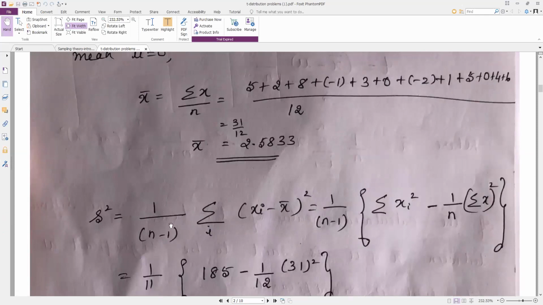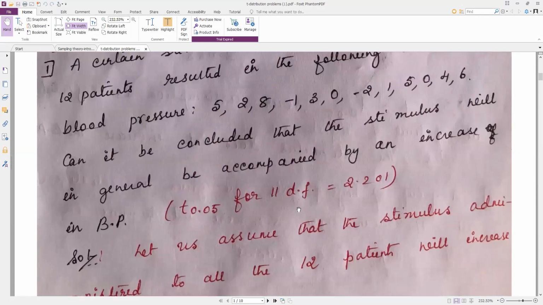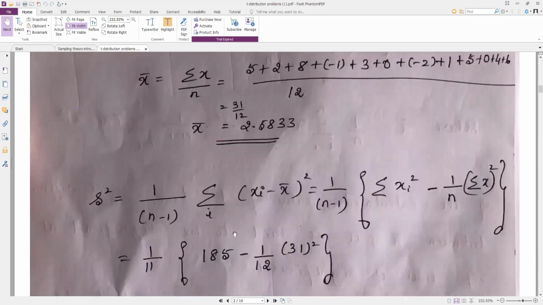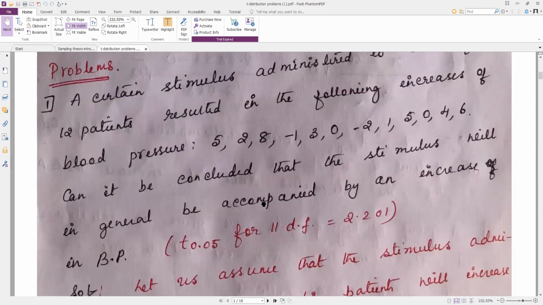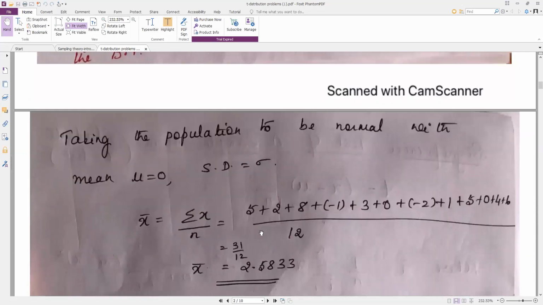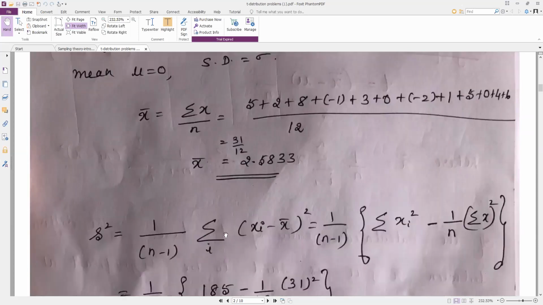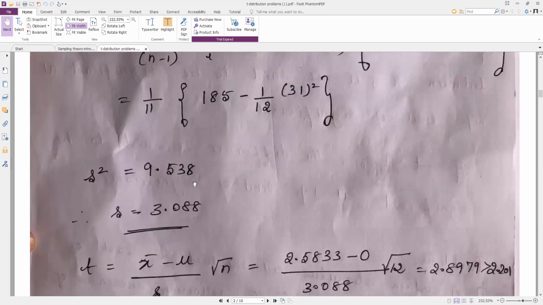It becomes easy. 1 by 11, then xi minus x bar. What do we mean by xi minus x bar? Xi is this 5 minus x bar, 2.5833, whole square. Then plus again 2 minus 2.5833 whole square. Like that you continue, add all those terms, and you will get 9.538. When you take the square root, you will get the standard deviation.